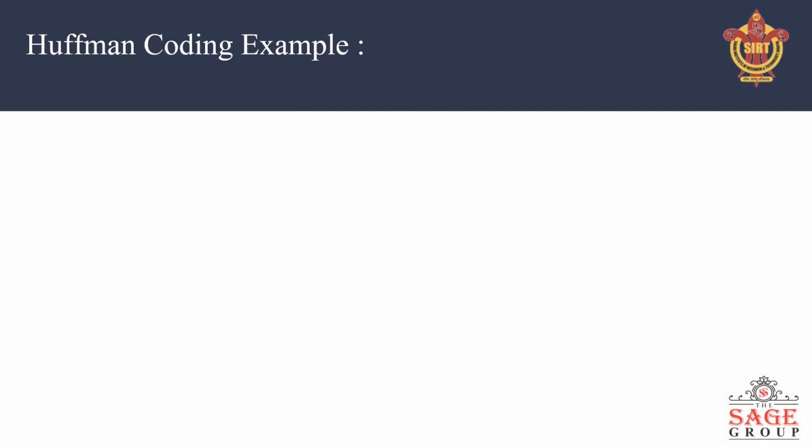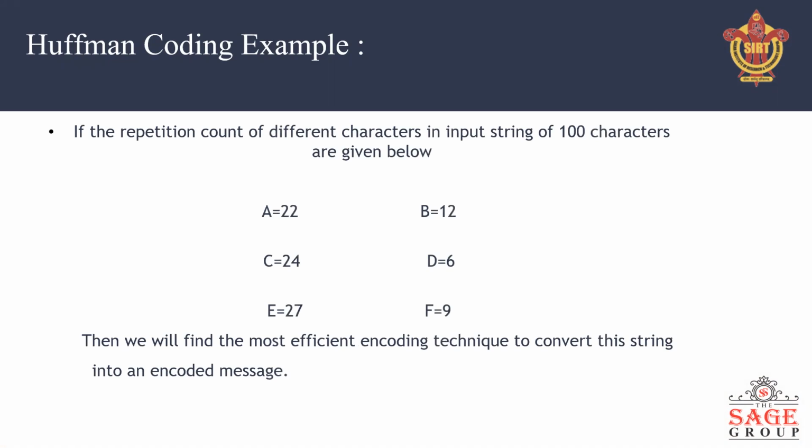So moving forward, here is an example of Huffman encoding. Suppose we are given this problem. What does the problem state? The repetition counts of different characters in an input string of 100 characters are given below. A appears 22 times, B appears 12 times, C 24 times, D 6 times, E 27 times, and F appears 9 times in the input string. Then we have to find the most efficient encoding technique to convert the string into the encoded message.